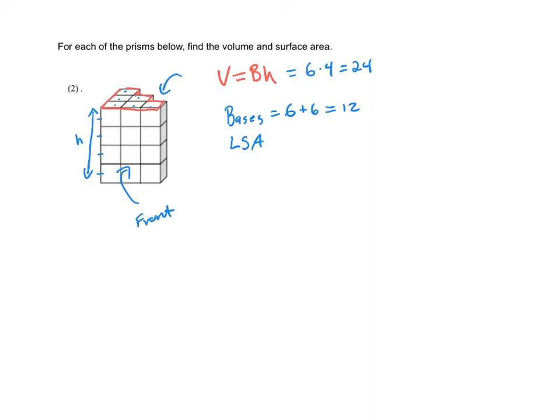and the back. Now remember, the front and the back will always have the same surface area, so I just need to count how many squares make up the front. So 1, 2, 3, 5, 6, 7, 8, 9, 10, 11, 12. So remember, the front and the back are always the same, so that'll be 12 plus 12, which will equal 24.